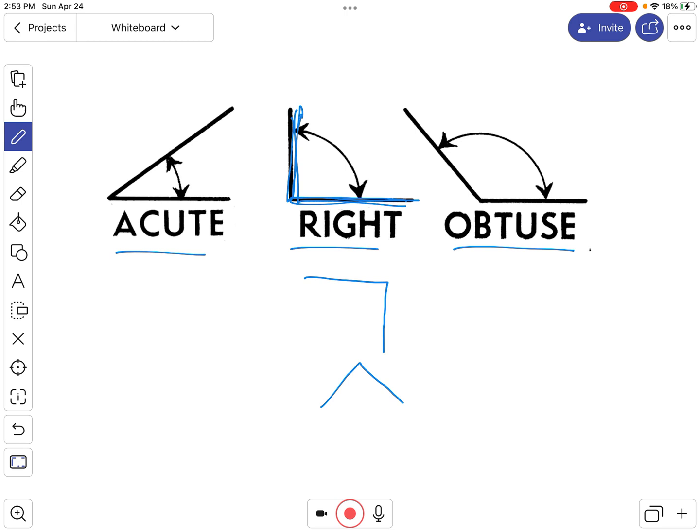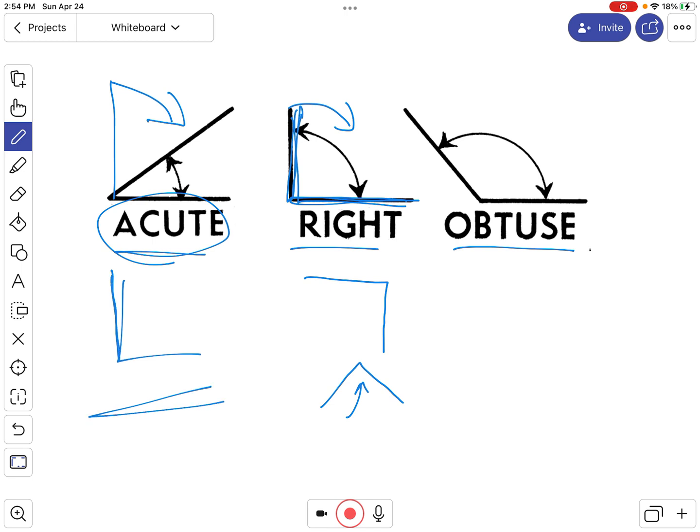That's a right angle, as long as you can fit the corner of your paper right into that angle perfectly. If you close the angle down a little bit more than a right angle, you get an acute angle. I remember this by remembering a cute little angle. It's little, it's smaller than a right angle. Anywhere less than a right angle, because that would be a right angle, is an acute angle.